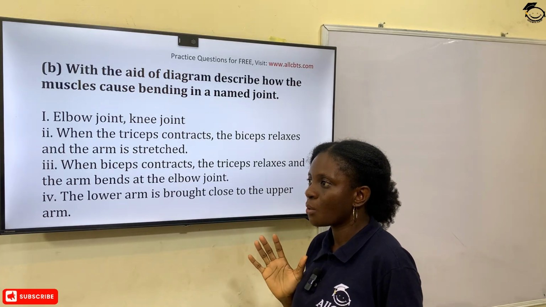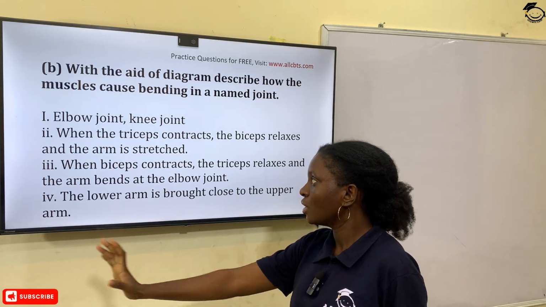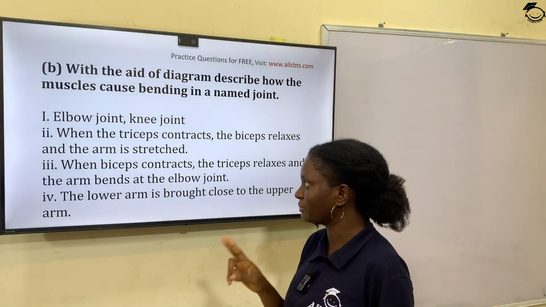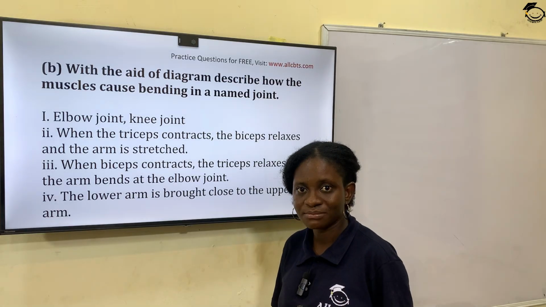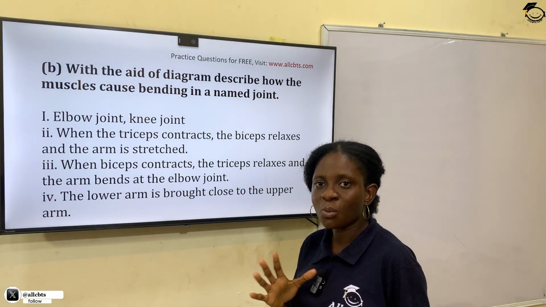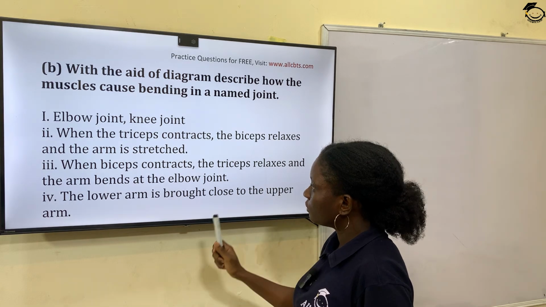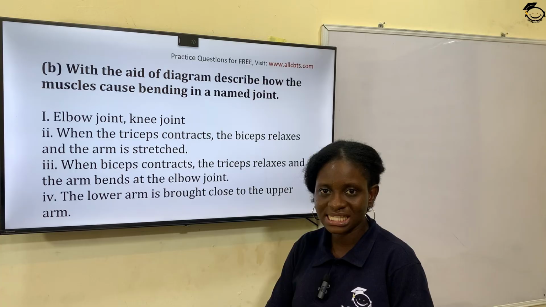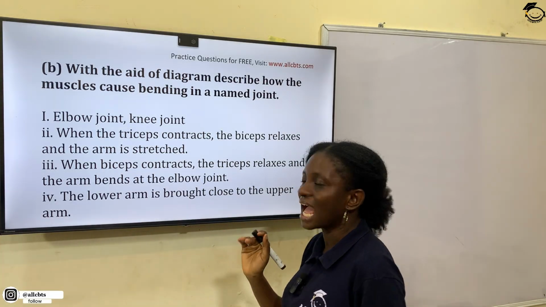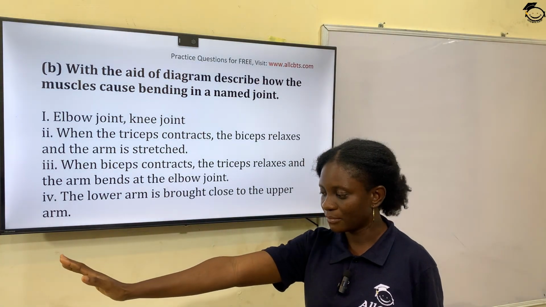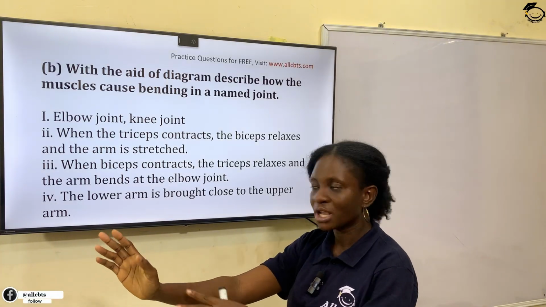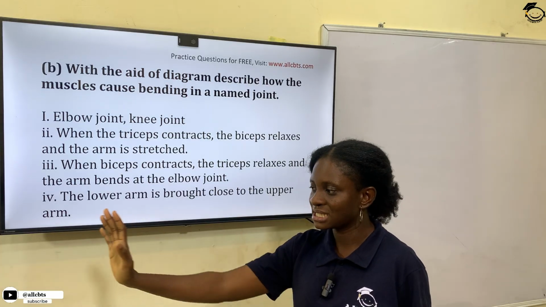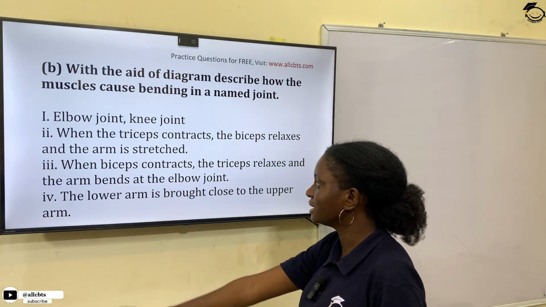So what happens when you push a door? There are 2 major things that come into play. We have the triceps and the biceps, and they work in opposites. When the triceps contracts, the biceps relaxes and the arm is stretched. This is the upper arm, this is the lower arm. So when the triceps contracts, the biceps relaxes, then you're able to stretch the arm.